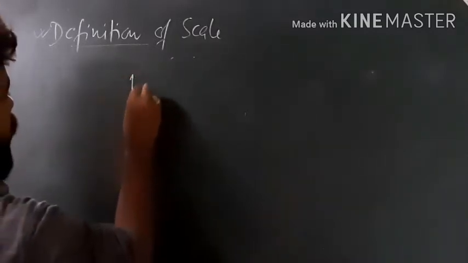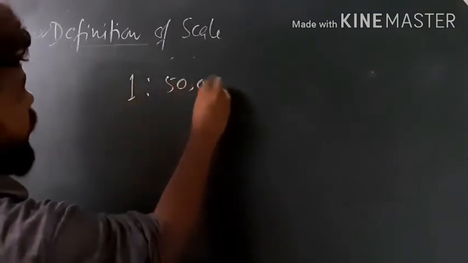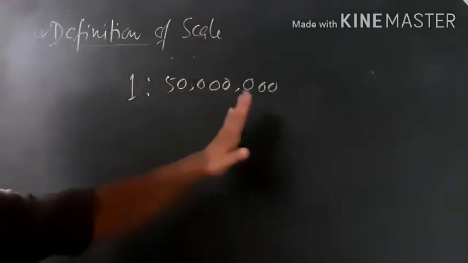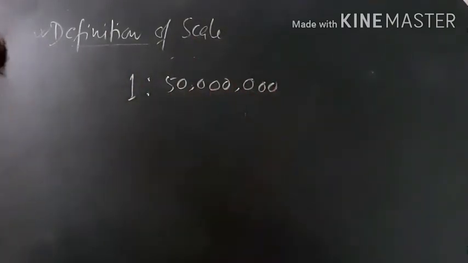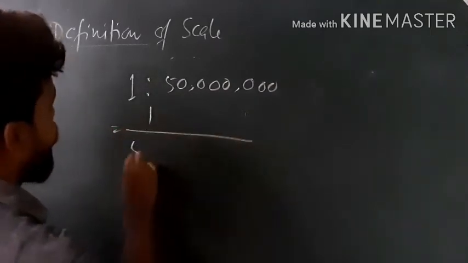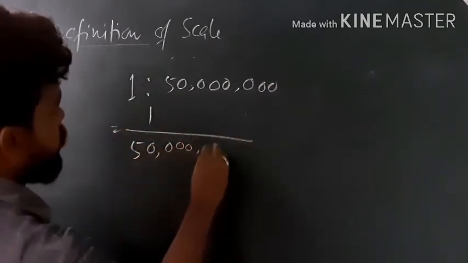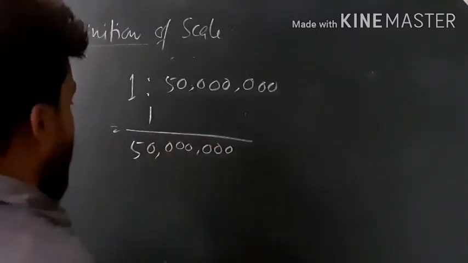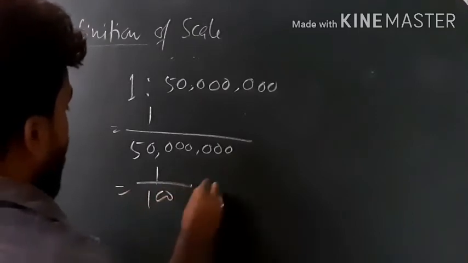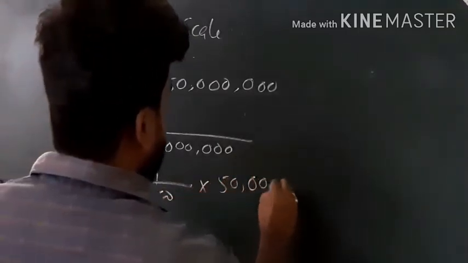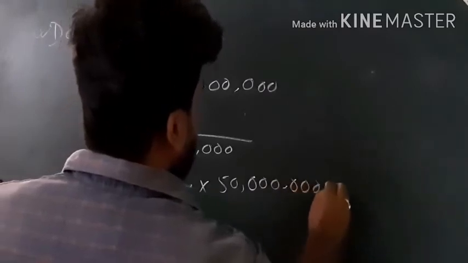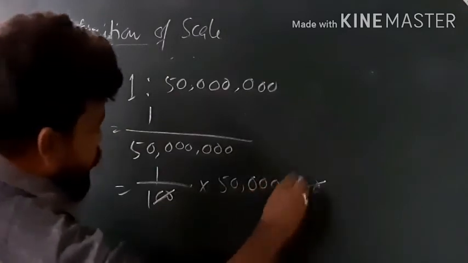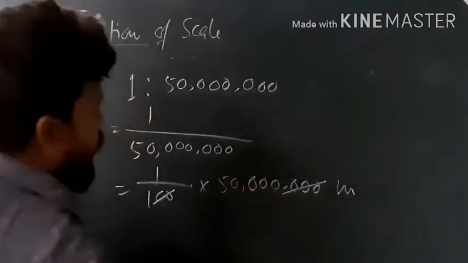Suppose 1 is to 50,000. Again we have put 3 zeros there. That is 50 million, right? So now what will happen? Now 1 divided by 50 million. Okay. So if we break this, then what will happen? 1 divided by 100 into 50,000. 50 million. So now this 0 0 will be cut. What remains the same? 50,000 meter.